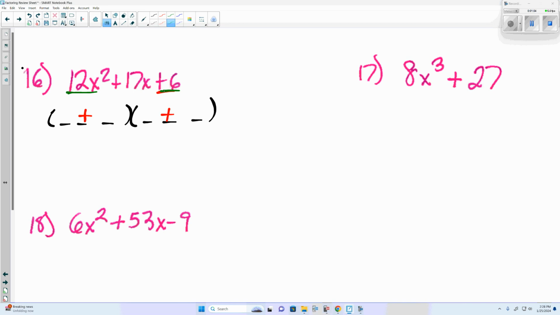Our next point is to find the factors of the first and third terms. So we're trying to find the factors of 12x squared and 6. Well, our x squared will be x and x. Now our factors of 12 are 1 and 12, 2 and 6, 3 and 4. Which one of these do we want to try first?